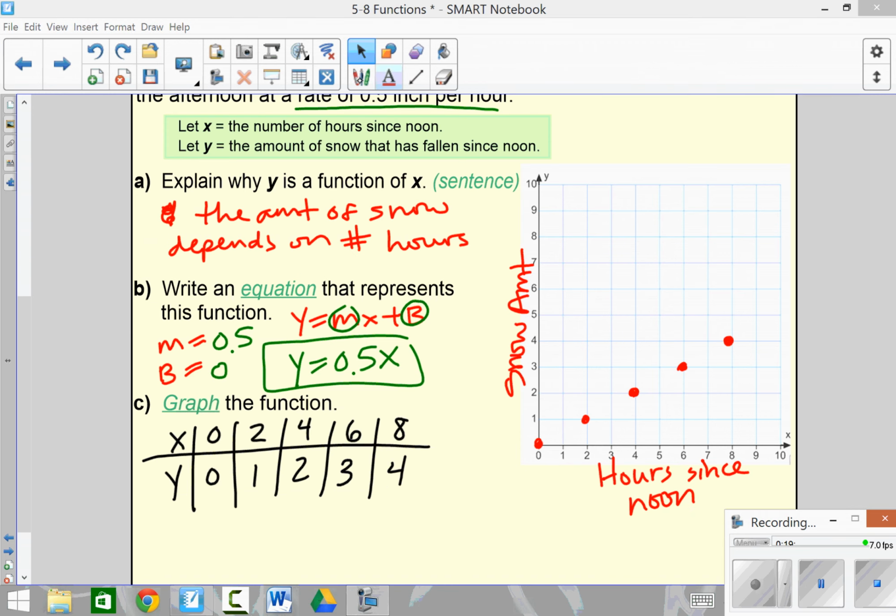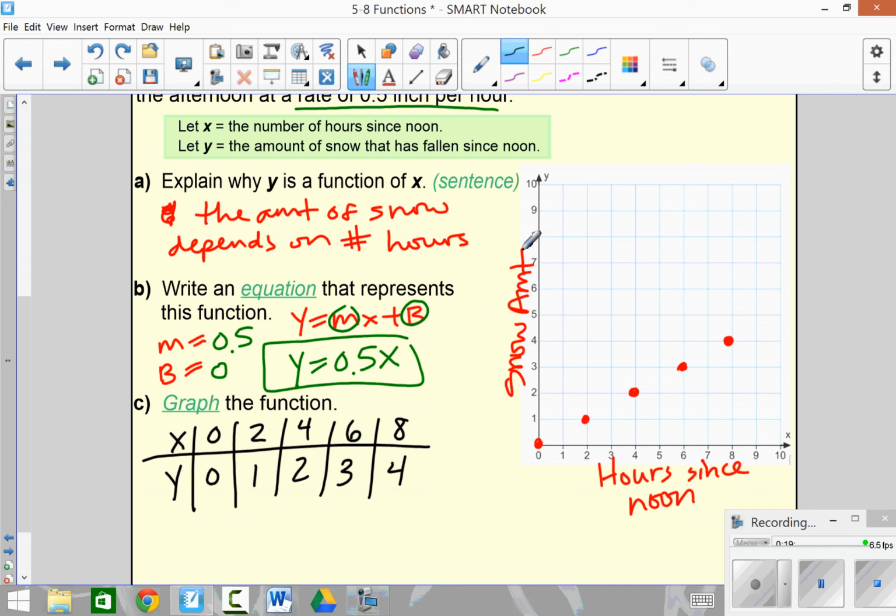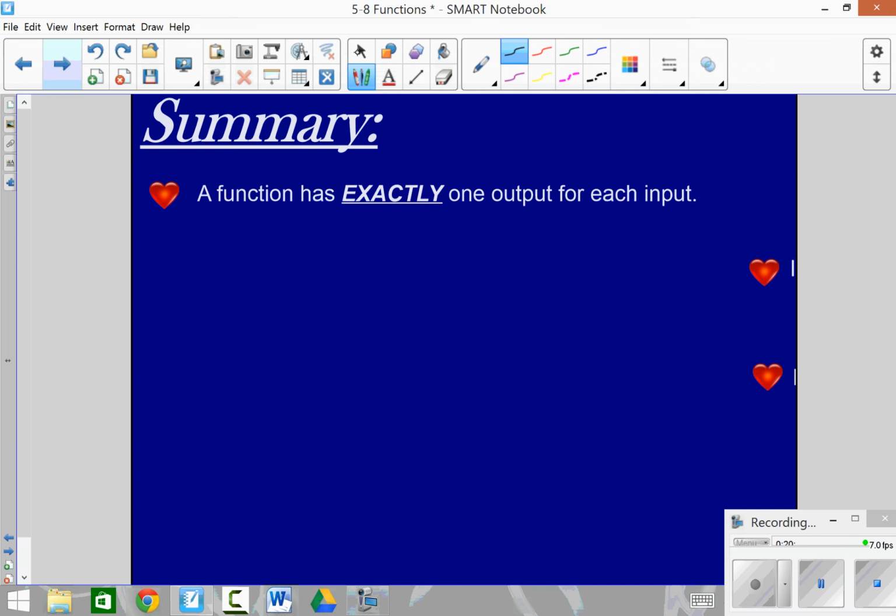Okay, this is what your graph should look like after you plotted all these points. Remember, the x-axis represents hours since noon. The y-axis is amount of snow. When you plot it, you can see that the snow is steadily rising as the hours go by. Okay, this is a function here. You can tell because I can draw a vertical line anywhere through this graph, and it passes the vertical line test here. You can see in the table, each input has one output. Okay, let's go ahead and close with a summary here.